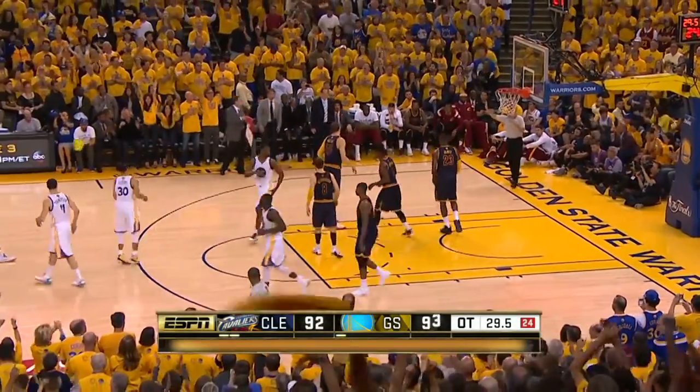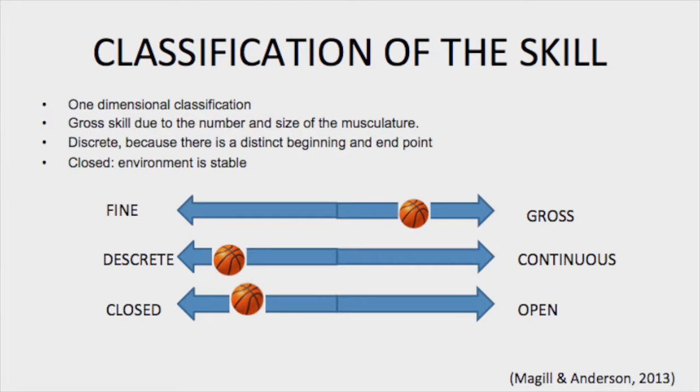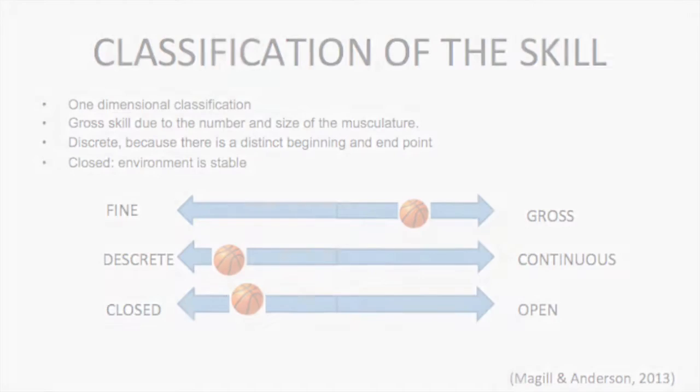To classify the skill, there are two perspectives. One-dimensional involves systems on a continuum. Looking at size of the musculature, the basketball free throw is classified as a gross skill. Distinctiveness of the movement classifies the skill as discrete because it has distinct beginning and end points, and closed because the environment is stable and does not change from one trial to the next.